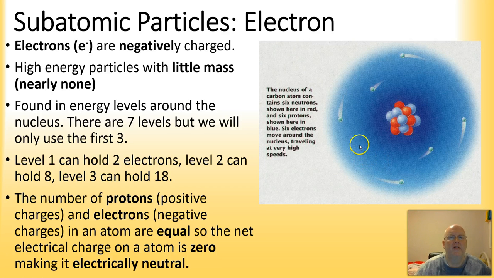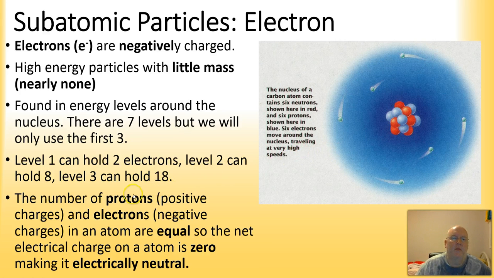Electrons find themselves outside the nucleus, actually really far away from the nucleus. This picture doesn't do it justice. Electrons are very light. They have almost no mass, and they're found orbiting the nucleus at nearly the speed of light. There are 7 electron energy levels that the electrons can orbit in, but we're going to use the first 3. The first level of electrons closest to the nucleus can hold 2 electrons. The second level can hold up to 8, and the third level can hold up to 18. Those numbers are really important, and we'll use those in class.